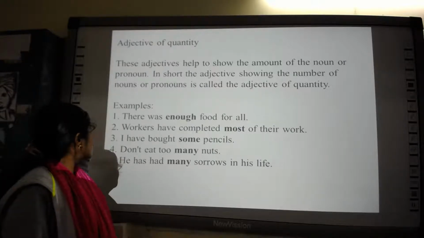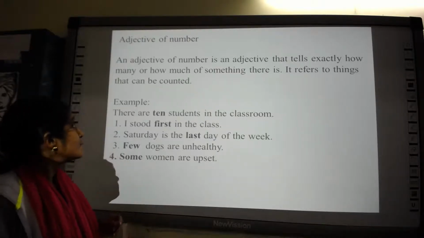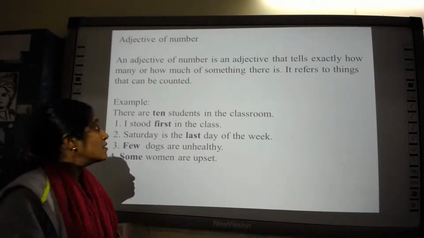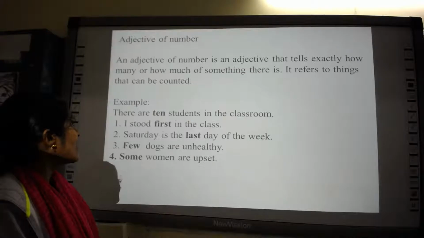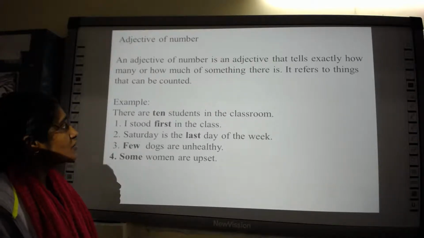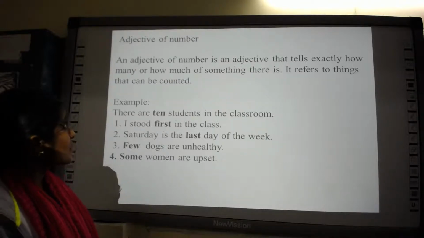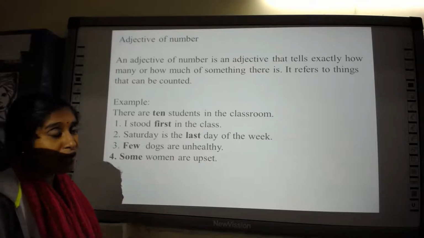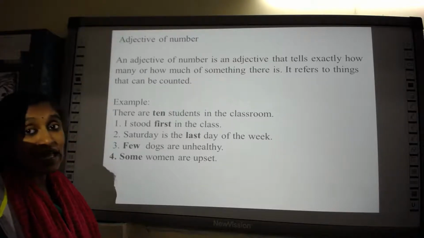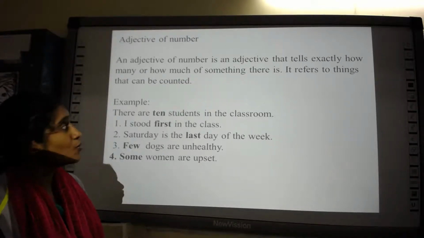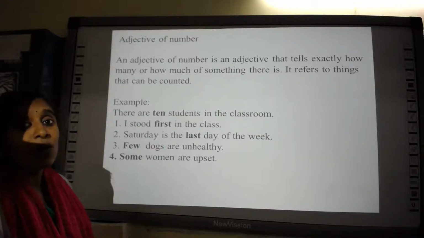Right. Moving on to the next one, adjective of number. So what is an adjective of number? An adjective of number is an adjective that tells exactly how many or how much of something there is. It refers to things that can be counted, by 1, 2, 3 and so on.